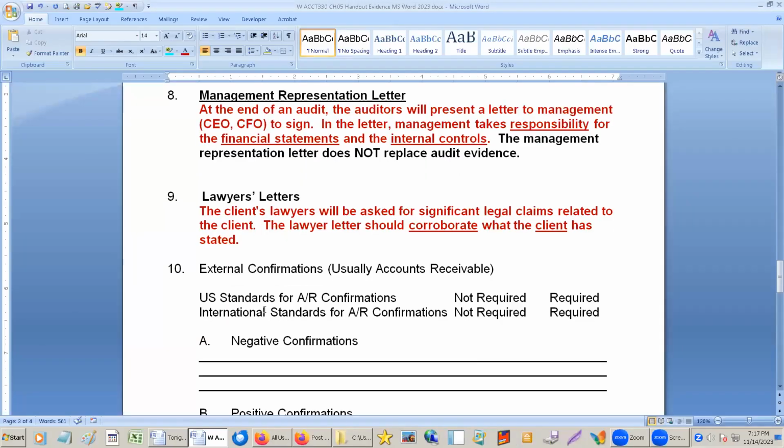So the first thing you do is go to the client and ask, any legal issues? They say, yeah, we're being sued, it'll probably cost about $20,000. When you contact the lawyer, you might ask about that lawsuit, and hopefully they'll say, we estimate around $20,000. But if they say it's estimated at $200,000, then there's a problem. So you're looking at the lawyer letter not to replace what the client has told you, but to corroborate or refute it. But first you go to the client.